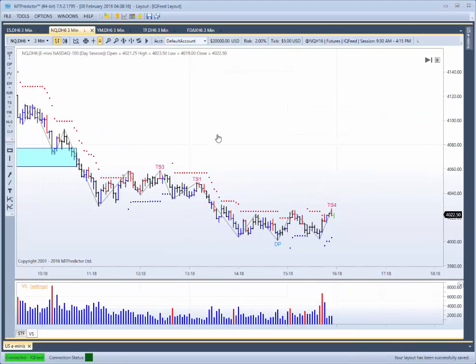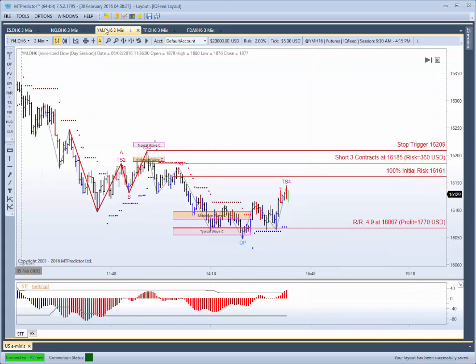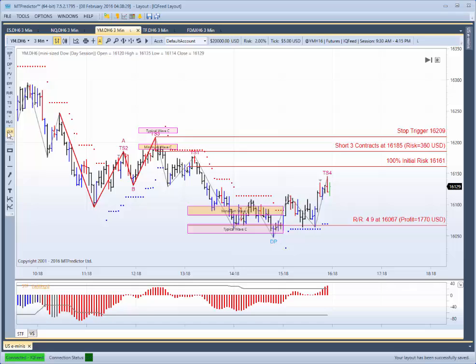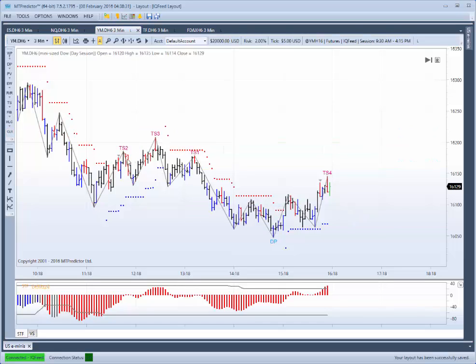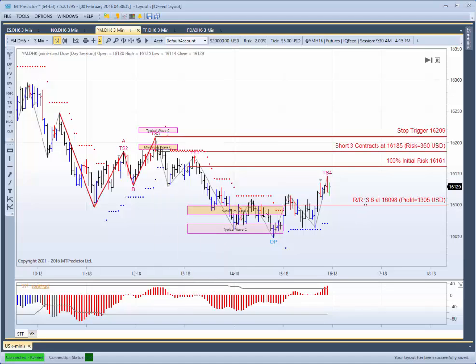NQ, exactly the same. There was the first losing trade. There wouldn't have been one earlier. Here was your TS3 sell. This time into the first target for +4.2R. YM, exactly the same picture. This time there'd be 2 losing trades here into your TS3 sell for a plus 3.6R.